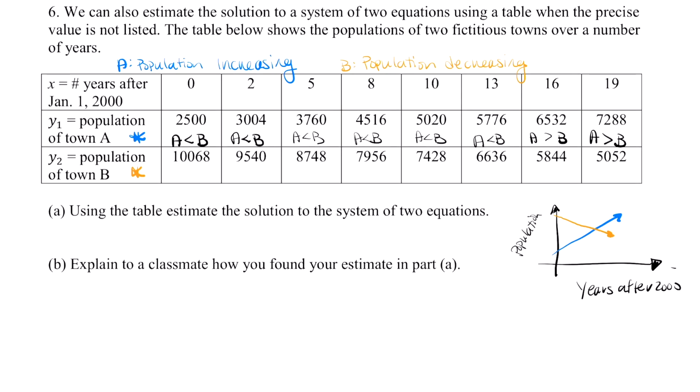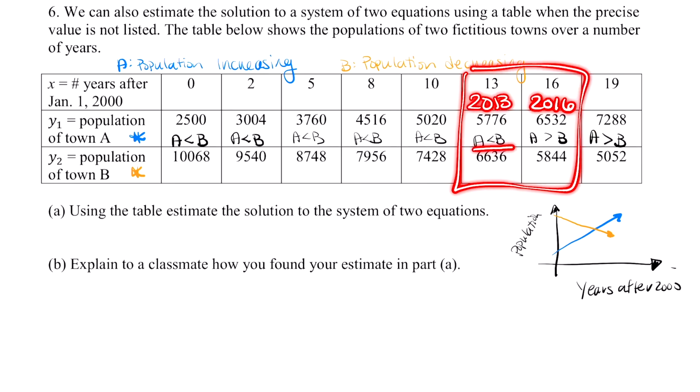Okay, now that you've paused your video, you should see what I see here. I see population A is smaller, and population A is still smaller until we get here to 2016. So somewhere between 2013, so this is the year 2013, and the year 2016, the population of A went from being smaller than the population of B to then being larger than the population of B.